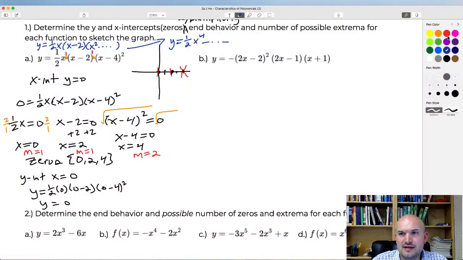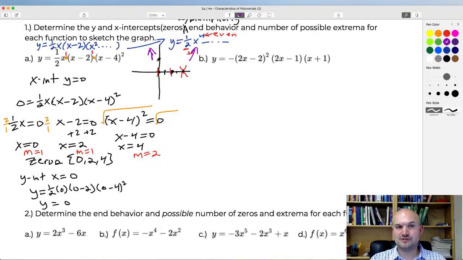So what I notice here is since my leading coefficient is positive, and my degree is going to be even, then my end behavior is going to be that of a quadratic. It's going to rise to the left and rise to the right. So I'm going to draw that in as purple. So my graph rises to the left and rises to the right.